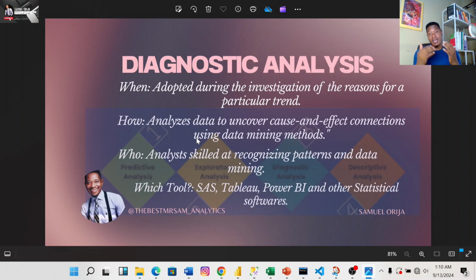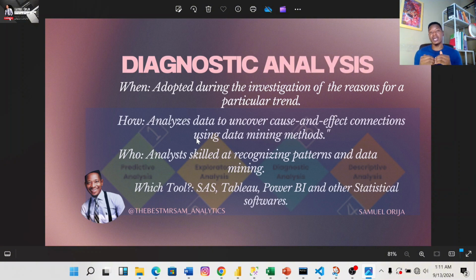We also have diagnostic analysis, as the name implies, diagnose. So you have to diagnose what is the root cause of a particular problem. Now, when do you use this? It is adopted during the investigation of the reasons for a particular trend. Now, what are the patterns? What are the things responsible for this pattern or this trend that you're seeing? So when you want to do this type of analysis, you're referencing diagnostic analysis.